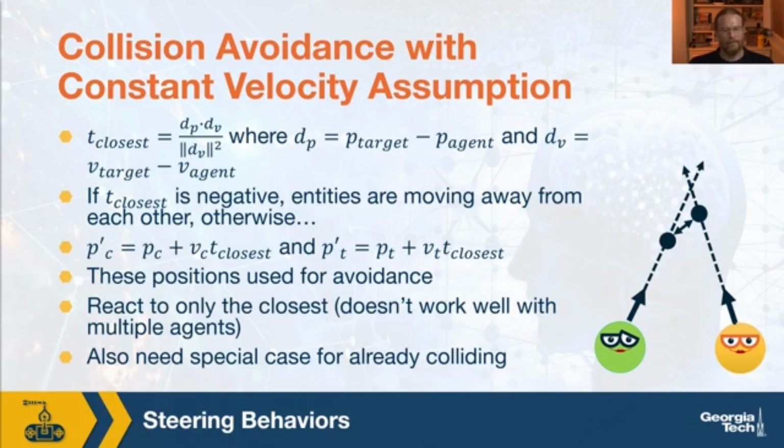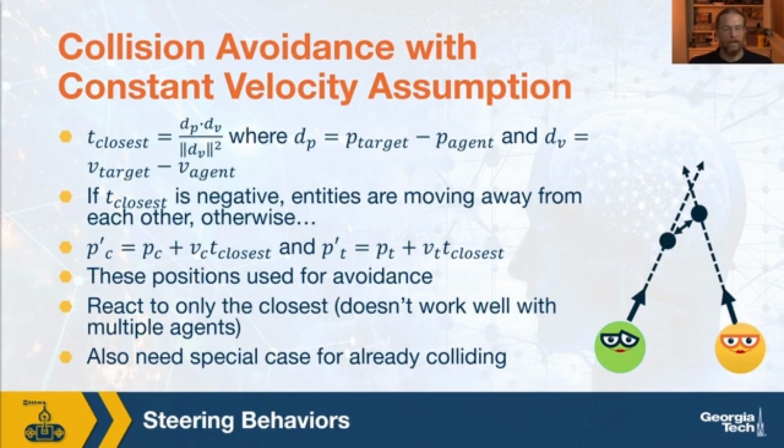So to find the t at the point of closest approach, we take the dot product of the relative positions of the two agents. So that would be the position of target minus position of agent defines the d sub p vector. And then we do similarly with the velocity. So the velocity of target minus the velocity of the agent is going to be d sub v. So we're taking the dot product of d sub p times d sub v, and then dividing it by the magnitude of d sub v, and then squaring that. So that will give us the t value.